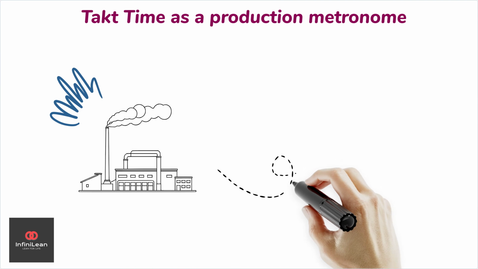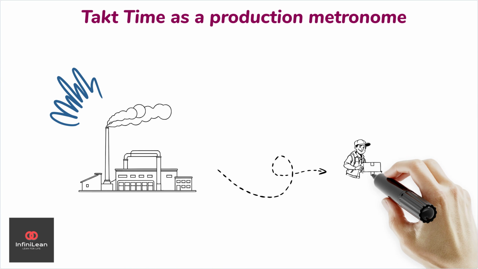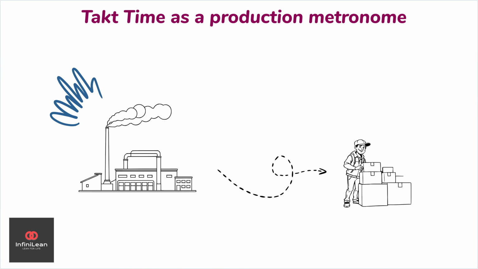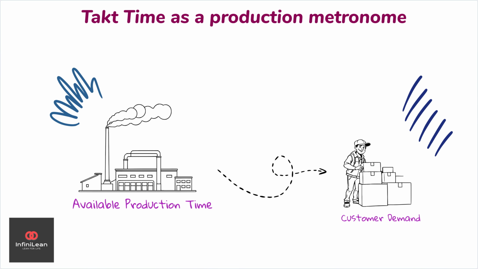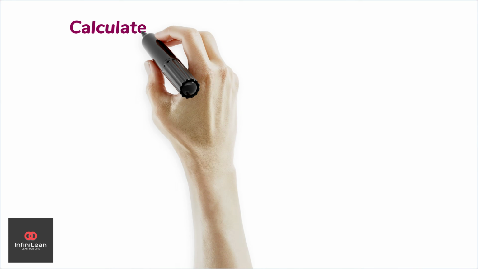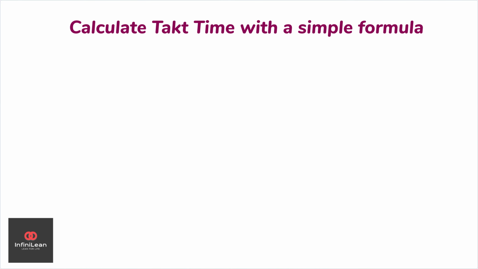To calculate takt time, you need two critical pieces of information: the available production time and the customer demand. Divide the total available production time by the units your customers require. Voila, you have your takt time.